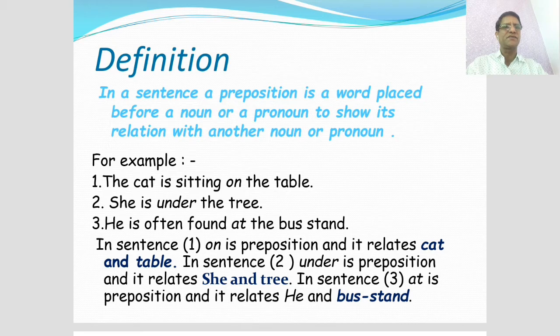In the first sentence, "on" is the preposition and it relates kite and table. In sentence 2, "under" is the preposition and it relates she and tree. In the third sentence, "at" is the preposition and it relates he and bus stand.